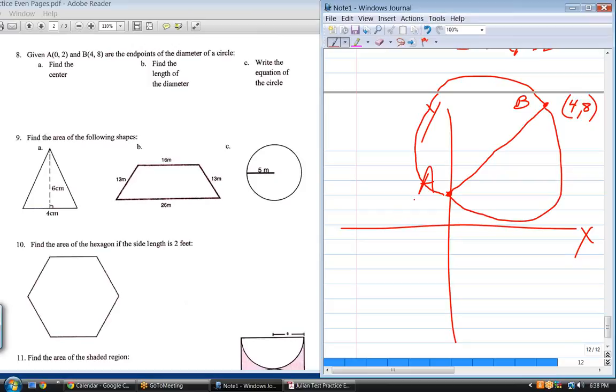Okay. Okay, this point is 0, 2. Where's the middle of the circle? Find the center. Okay, so maybe 2, 4. 2 is correct. What's halfway between 2 and 8? 6. Is it? Wait. No.